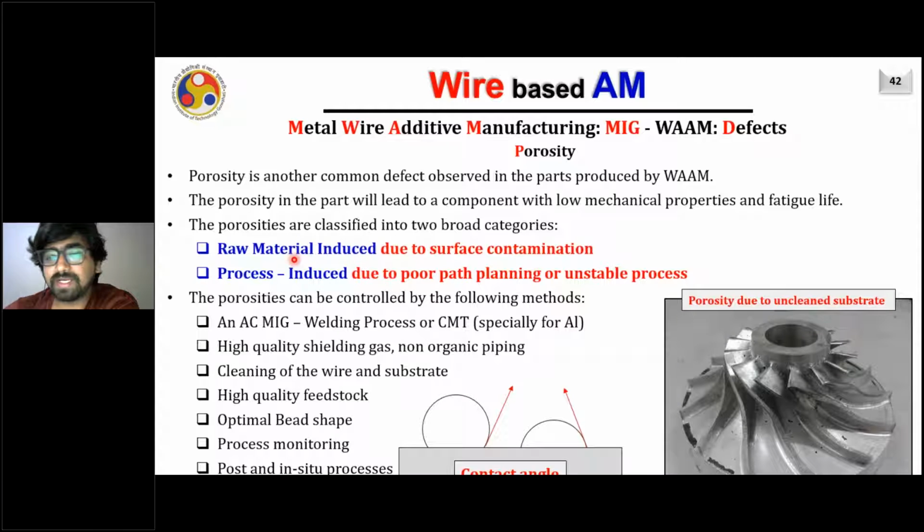So what is raw material induced porosity? It is due to contamination. You are depositing some material and it may get contaminated, right? And the process induced porosities are due to poor path planning and an unstable process, like your arc is getting extinguished, you are not using appropriate process parameters like current, or you are not using an appropriate tool path. Those are some issues related to path planning. But these porosities can typically be controlled.